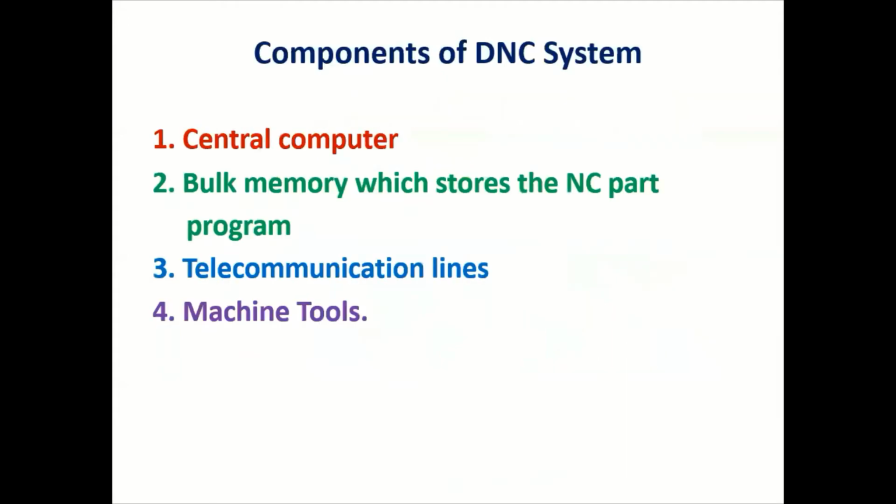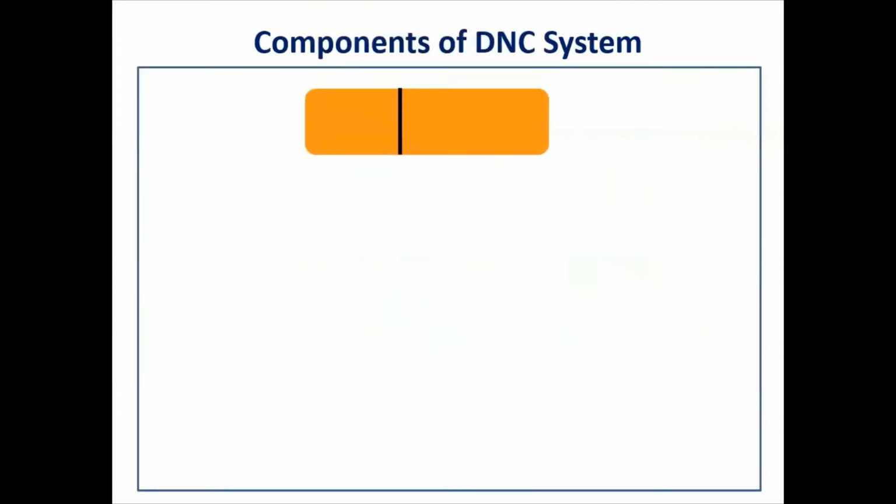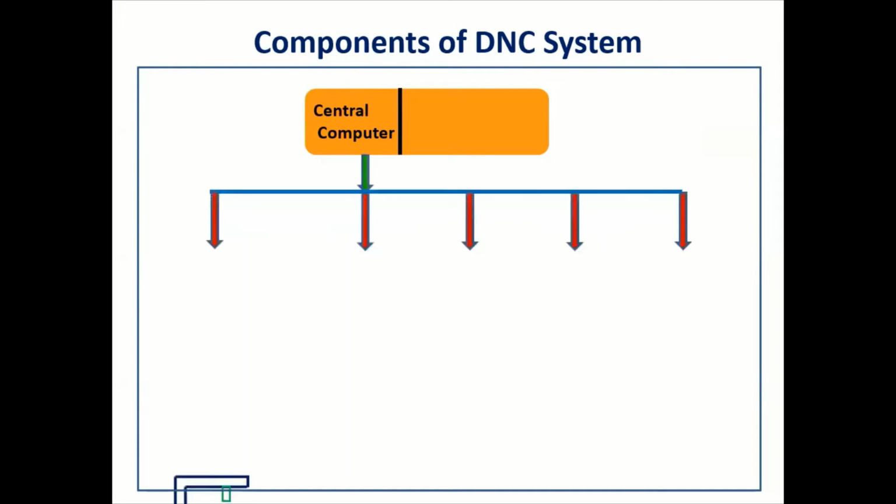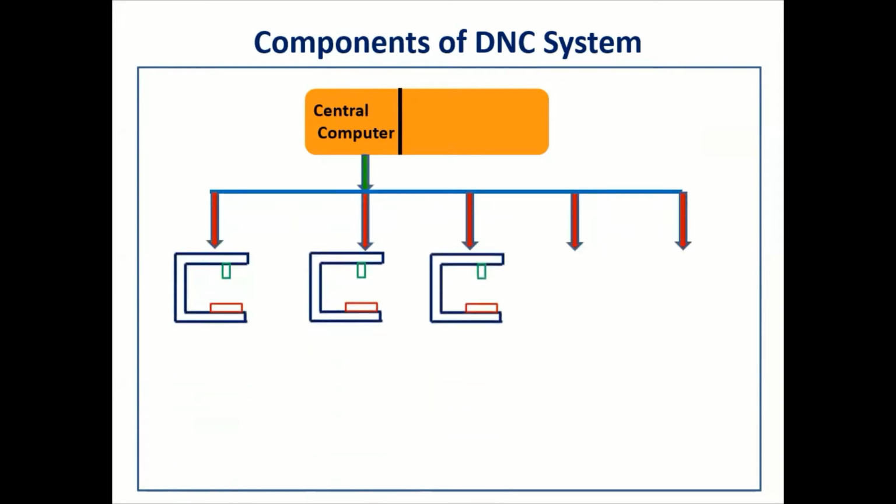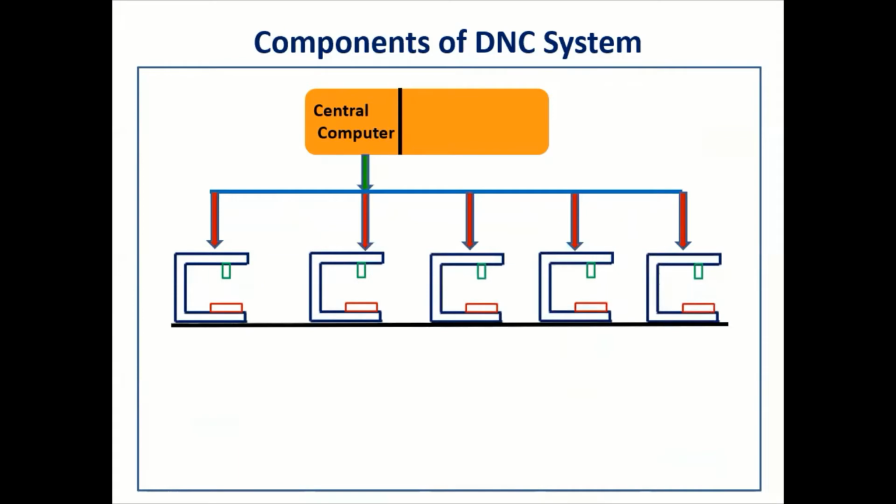Then the components of the DNC system. There are four major components: the central computer, the bulk memory which stores the NC part programs, telecommunication lines, and the machine tools. Now, we are using a central computer which is connected to a number of machine tools and controls them as per the part programs fed in the computer.